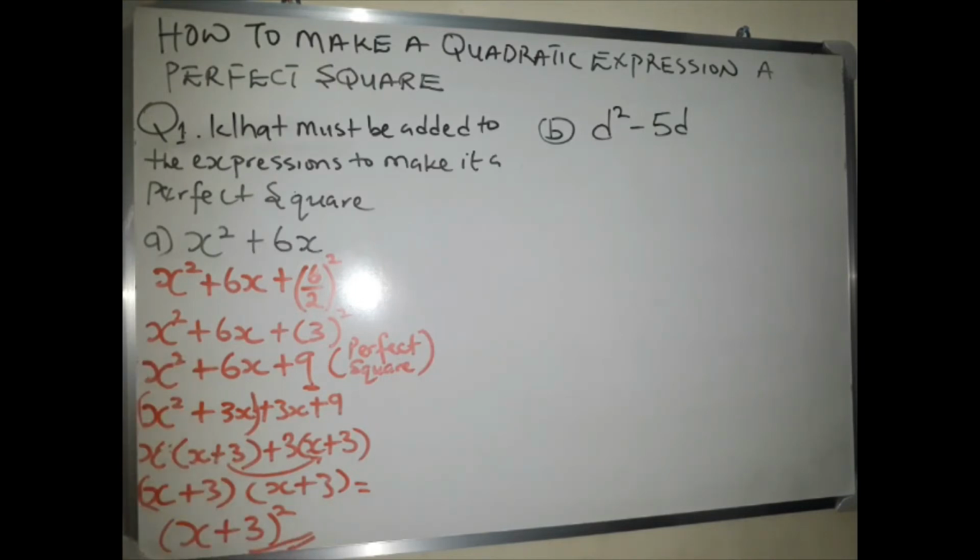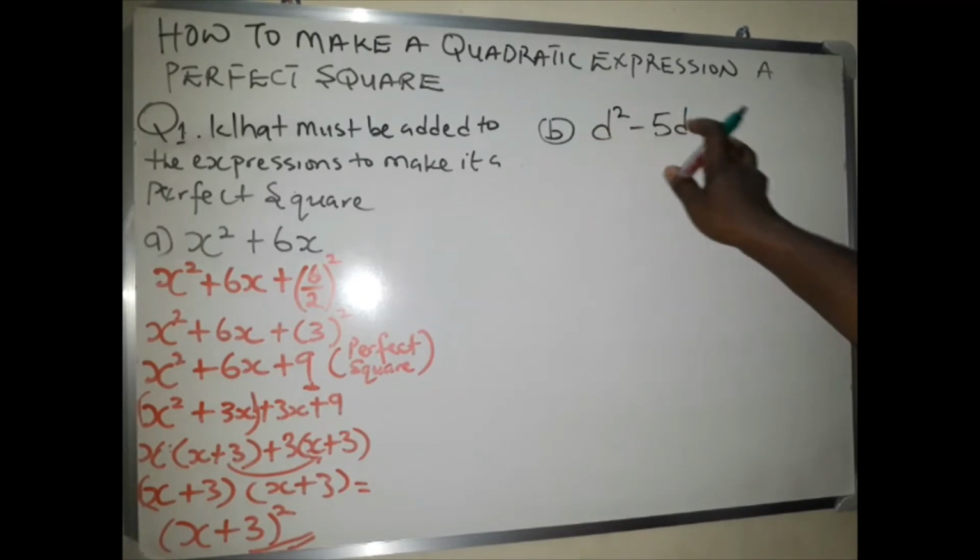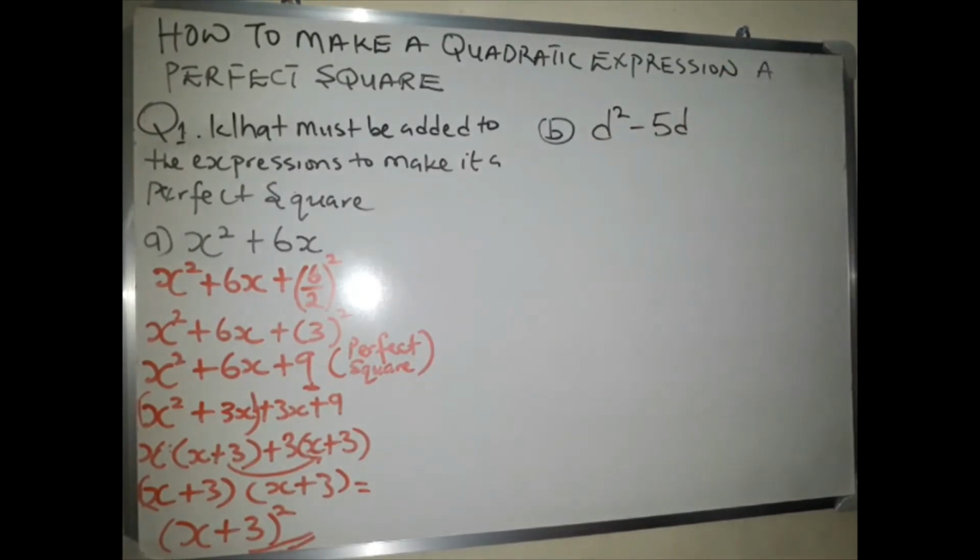Now let's go to the second question. It says: what must be added to d squared minus 5d to make it a perfect square? So we'll do the same thing that we did here.